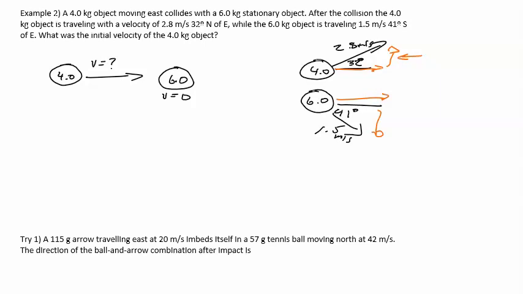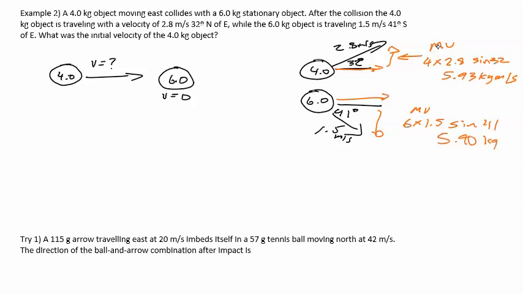This Y component here is going to have a momentum mv of 4 kilograms multiplied by the velocity at this angle, sine 32. So when we take a look at that, which gets you 5.93 kilogram meters per second going north. South, the momentum going south, again, is that mass, that's 6 times the velocity of 1.5 sine 41, and that gets you 5.90 kilogram meters per second.